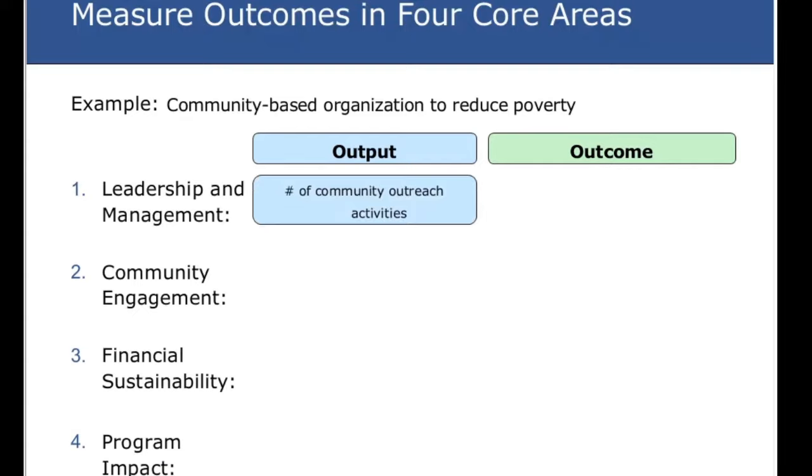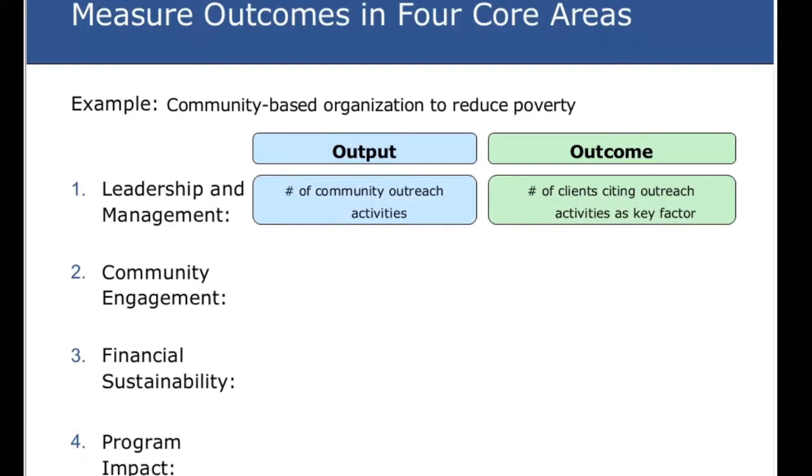So in the leadership area, the output would be the number of community outreach activities that the organization takes, and then you'd shift to what that means for the clients. So the number of clients citing the outreach programs as a key factor in the decision to actually utilize the services of a particular agency.